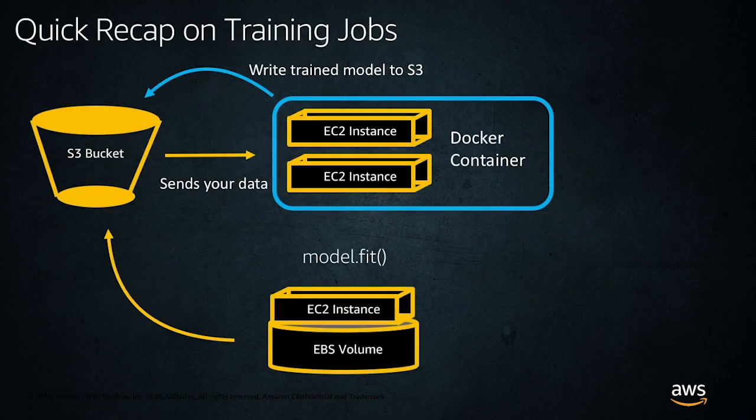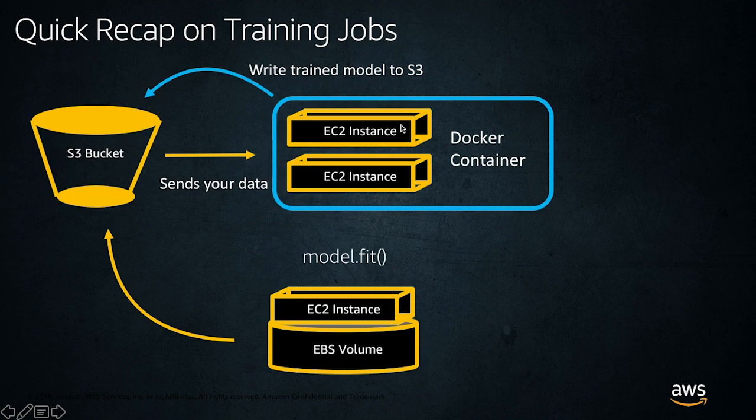So, quick recap on training jobs to really level set on the debugger. First off, we're going to start with our notebook instances or Studio. In this case, it doesn't really matter. So let's say we're on a notebook instance just for the sake of argument. Got our EC2 instance here, we're sitting on an EBS volume, we've got our IPython notebook open, and we're going to call model.fit. When we do that, remember, SageMaker is going to shoot our data out to S3, right? Or another data store, actually. You've got three options there, but for the sake of argument, let's pick S3. And then SageMaker is going to drop our data onto a new cluster.